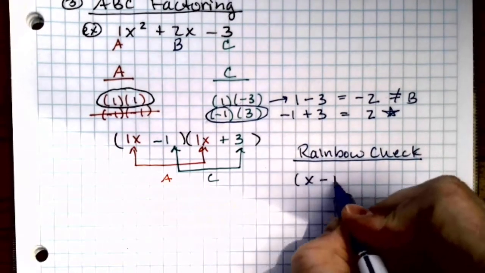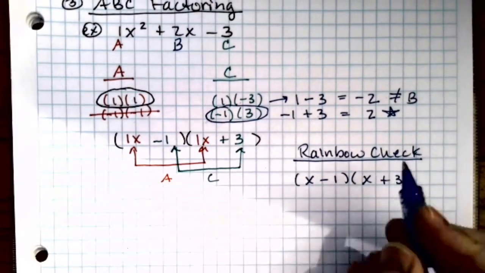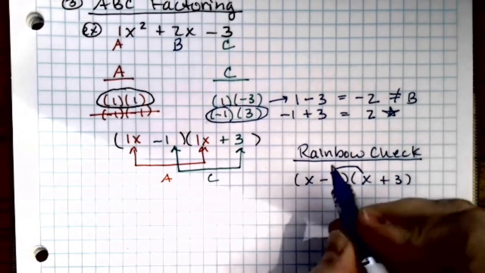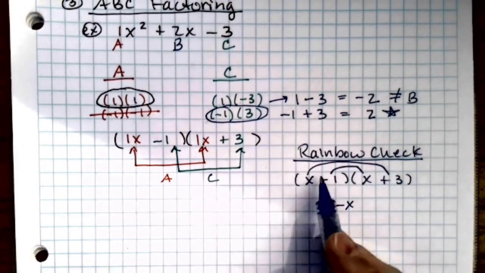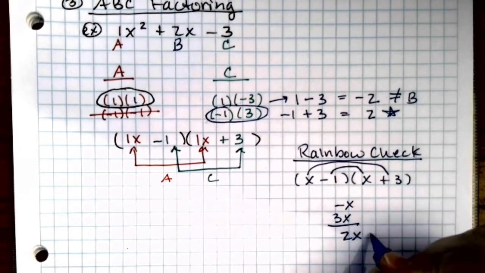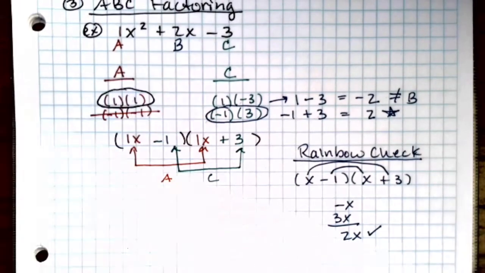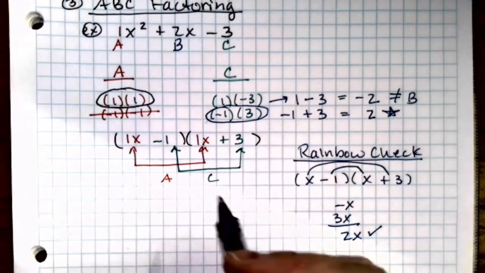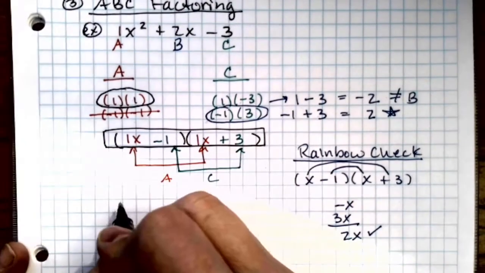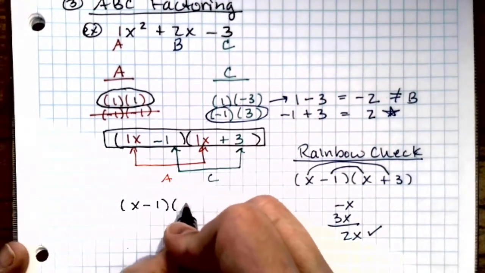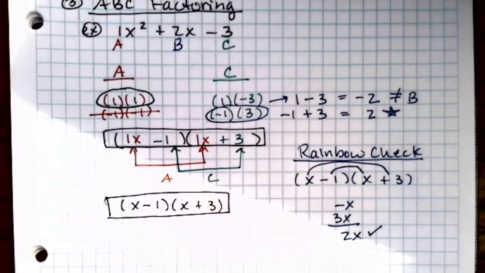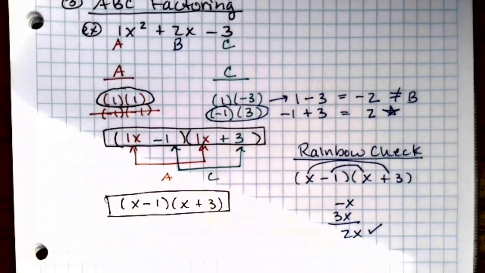So let me rewrite this, x minus 1, x plus 3. In rainbow check, you multiply the inside 2, which is negative x, and the outside 2, there's the rainbow, which is 3x. Add them up, you get 2x, which is our B number. And it's just a way to check your C's. So this factorization here is your answer. You can leave the 1s in or take them out. X minus 1, x plus 3 is the same exact thing. Okay, so that's a really easy ABC factoring when the A's are 1s.